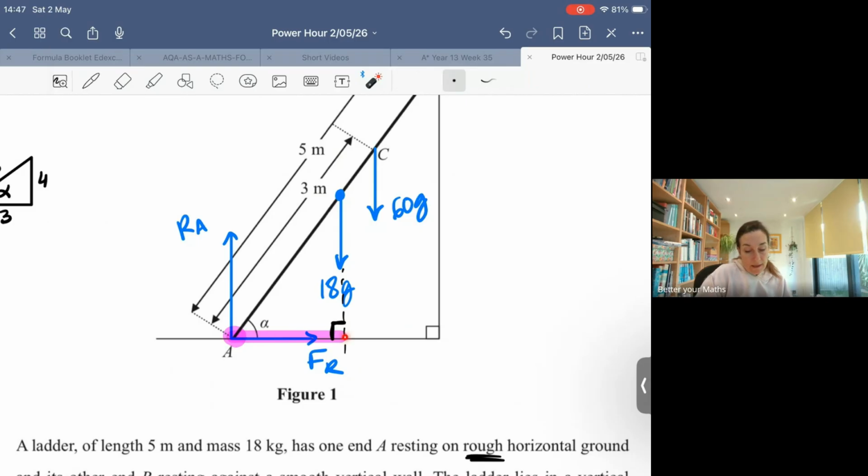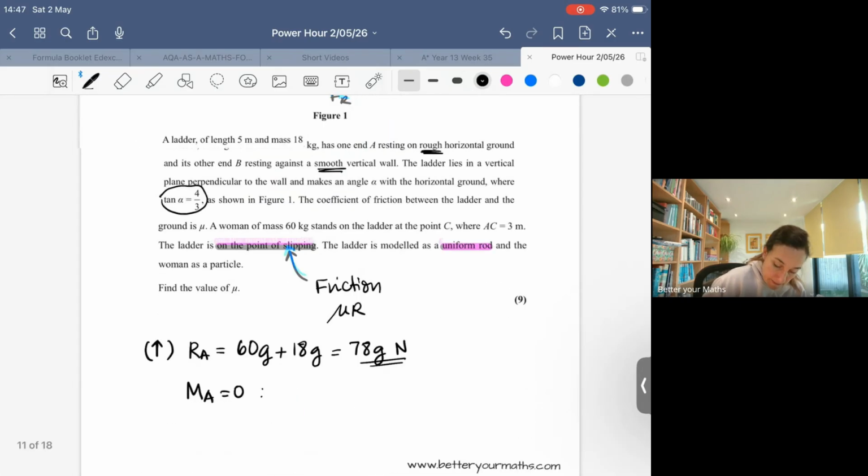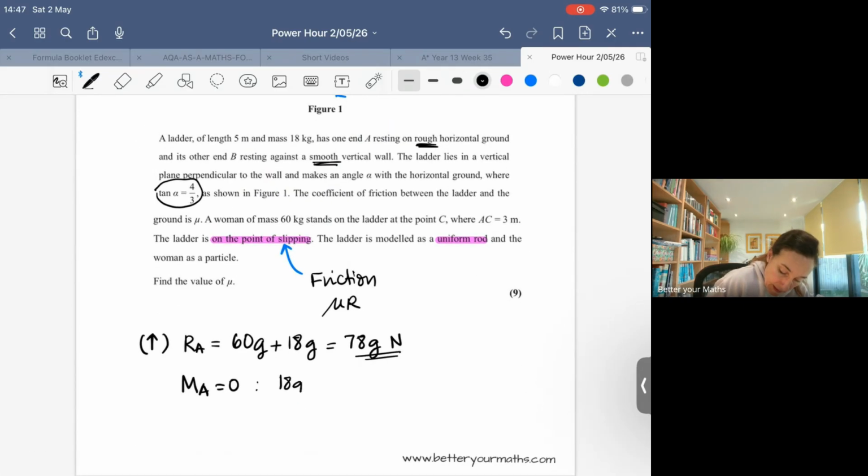This distance, if I look at this right angle triangle, is adjacent to the angle, and I know the hypotenuse. So the hypotenuse is 2.5. Remember, this is the midpoint of the thing. So this is 2.5 cos alpha, because it's adjacent. Yeah? So this one is going to be 18g times 2.5 cos alpha. And then we will see what is cos alpha.